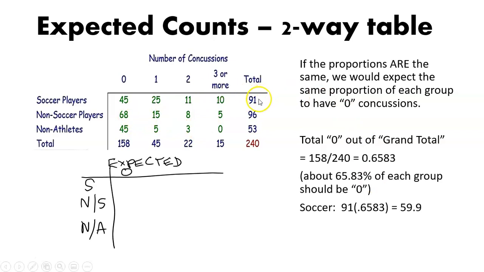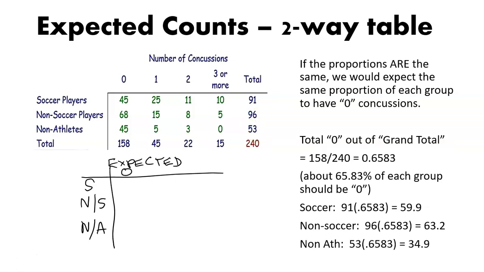For soccer players, 91 soccer players, about 66% of that, and about 66% of non-soccer players, 96, and about 66% of 53 non-athletes. And these give me my expected counts. I'm going to go ahead and put those in as decimals. So I would expect to see 59.9, 63.2, and 34.9. And remember, it is fine to get decimals in those expected values.